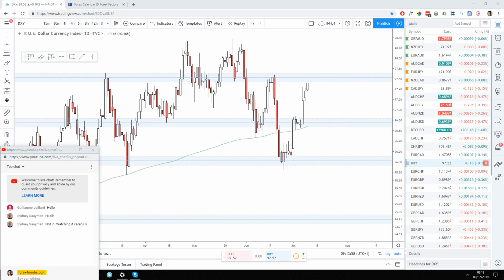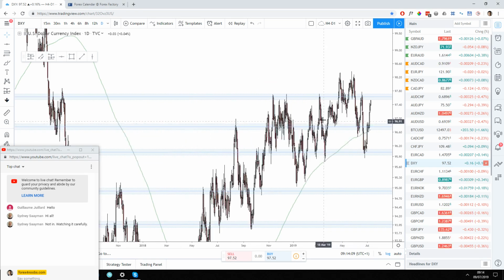DXY is looking interesting though. DXY is about to hit this resistance area. So we're seeing some pretty good dollar strength at the moment. Is it going to last and is it going to break through this resistance area? Maybe, maybe not. Let's see what happens.